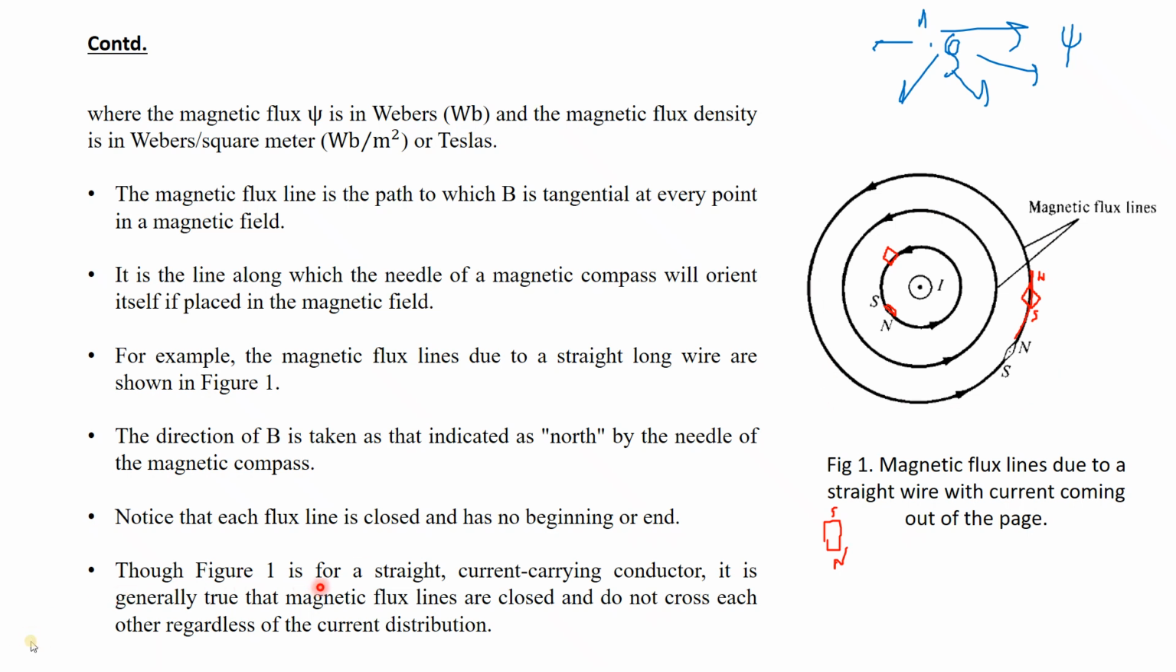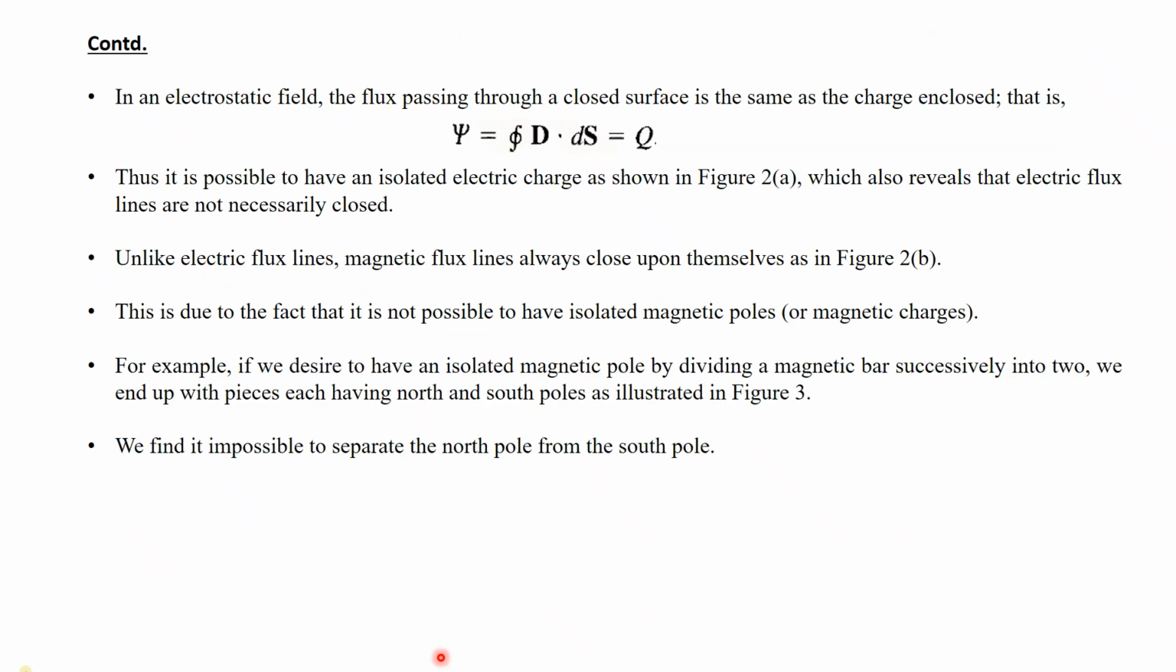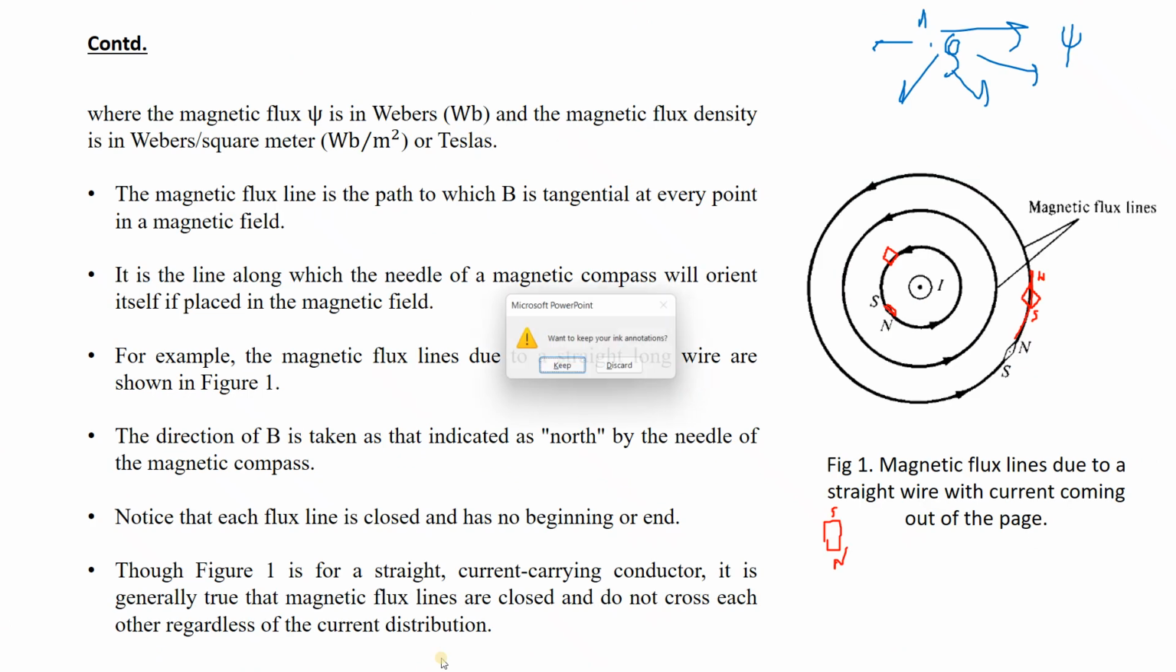Even for a current carrying conductor also, because there is a magnetic field. Though the figure 1 is for a straight current carrying conductor, it is generally true that magnetic flux lines are closed and do not cross each other regardless of the current distribution. If the current is more, the radius will increase, but they will not ever cross. This uniform gap will always be there. It will always be a concentric circle, a perfect circle like this. It will go on. More is the current, bigger is the area, and more are the concentric circles.